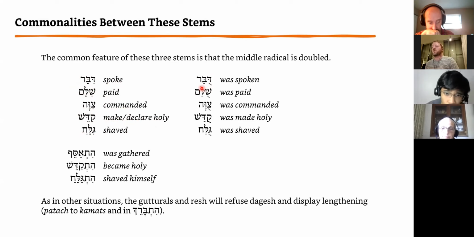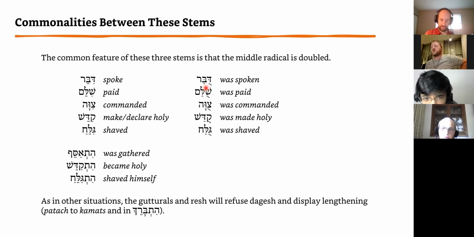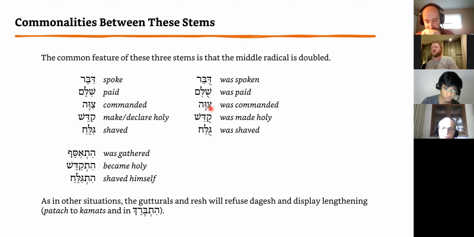Dubar was spoken. So Ivrit dubra, Hebrew was spoken. Be'eretz Canaan. Shulam. Here we see the pattern is U followed by A. Dubar, Shulam, Suva. Something was commanded or someone was commanded to do something. Kudash was made holy, and Gulach was shaved. The U pattern is the passive of this E pattern. Does that make sense?